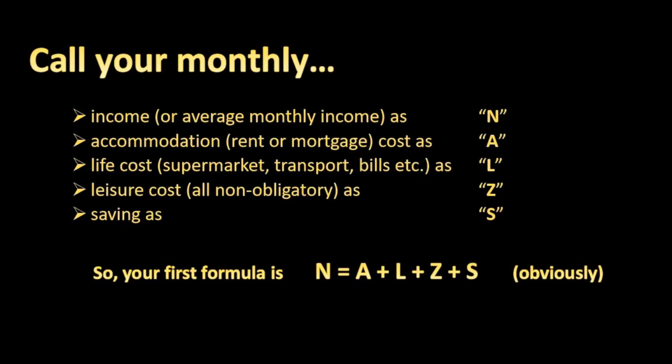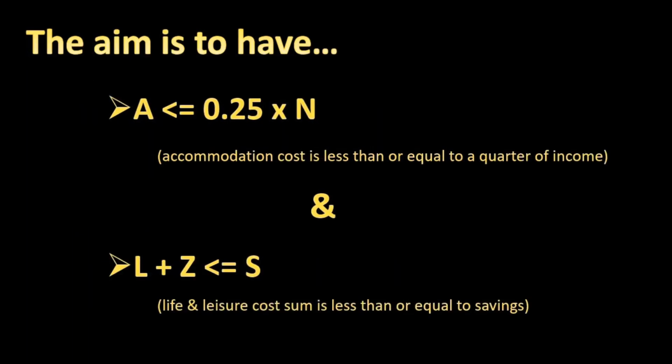My target was to reach an income level, or let's say limit my costs, as follows. A, which stands for the accommodation cost, should be less than or equal to a quarter of my income. This is the first one. The second one is L plus Z, which means my life cost plus the leisure cost. They should be less than or equal to the savings. So as you see, I'm trying to create some limits for my budget.